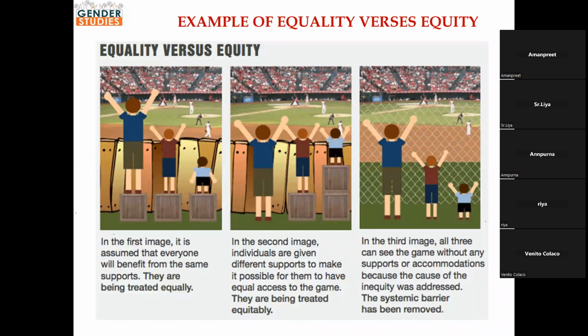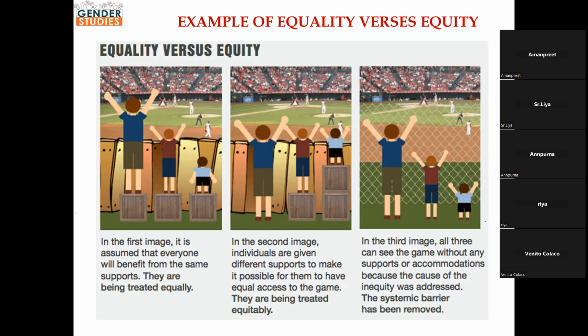Now look, what happened when I completed the second image? I have given two stools to a person, two supports to a person. Now what will happen after some days, some months, some years? What will happen in the third image? All three can see the game without any support or accommodations because the cause of inequity was addressed, right? The problem was equity, guys, right? The systematic barrier has been removed, right?